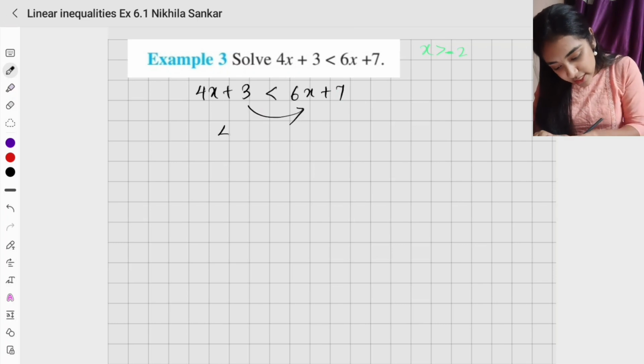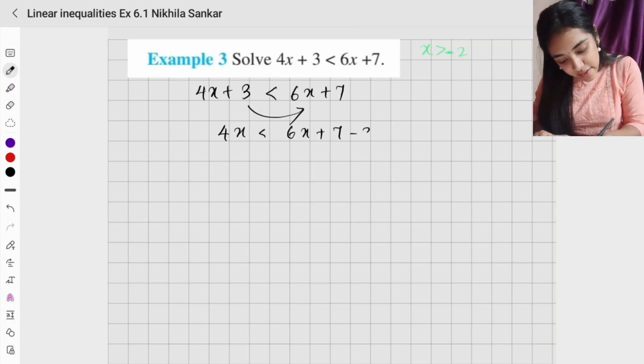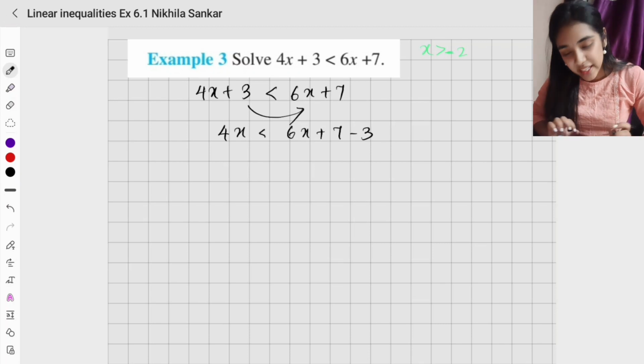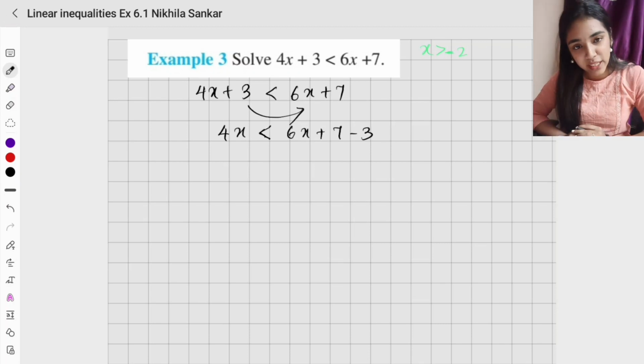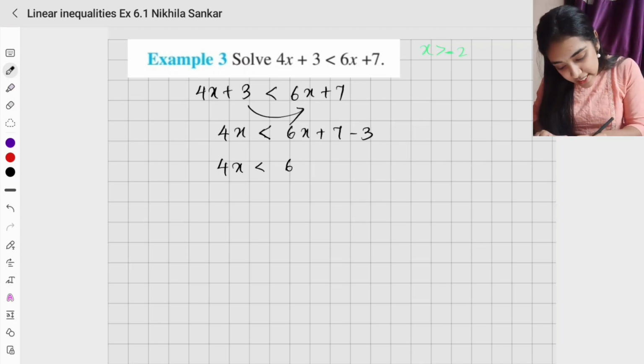I'm going to take the 3 to the other side. So I have 4x less than 6x plus 7 minus 3. Plus 3 becomes a minus 3 when it goes to the other side. It is the same as what we do in normal equalities, but here we have inequalities. Okay. Now what do I have? 4x less than 6x plus 4.